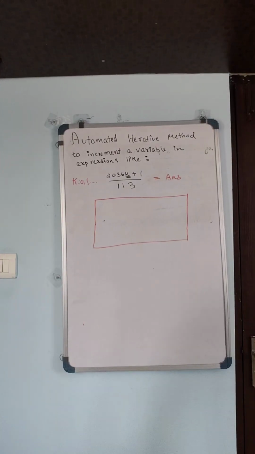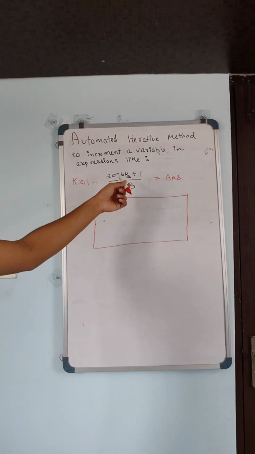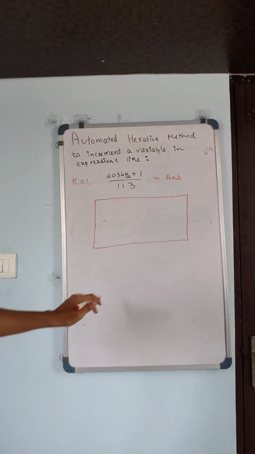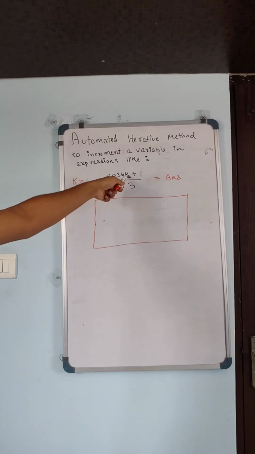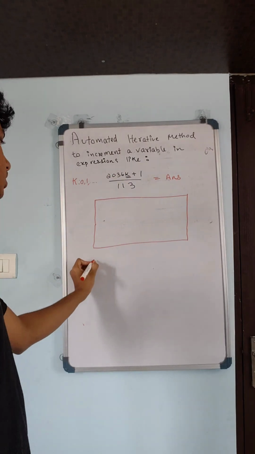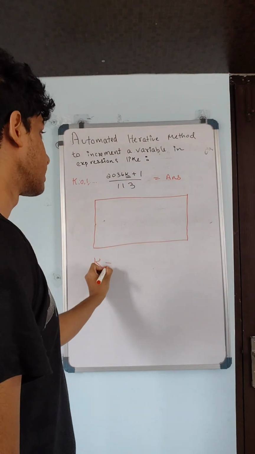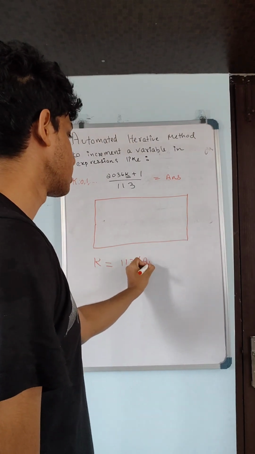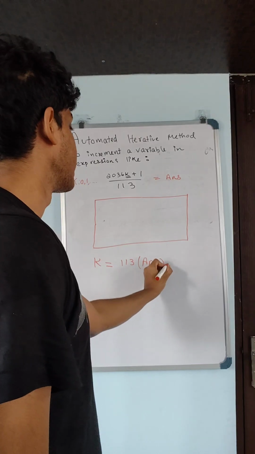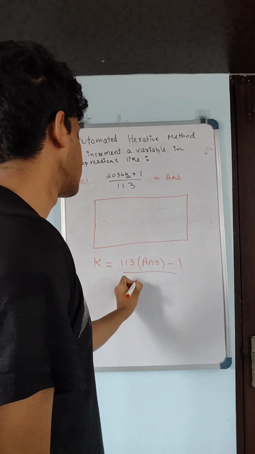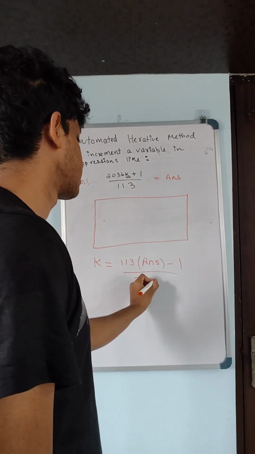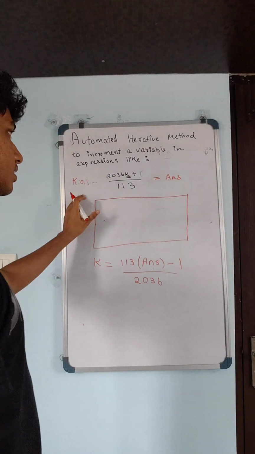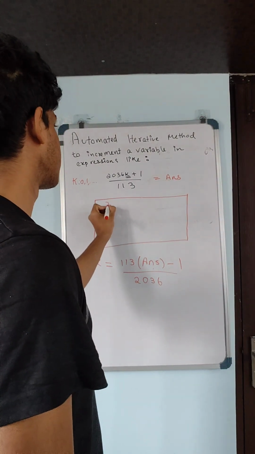Okay, so let's rearrange this term. Let's assume that this whole thing is equal to answer, which is a variable, and let us rearrange this whole expression in terms of k. So upon rearranging this, we will get that k is equal to (113 times answer minus 1) by 2036.